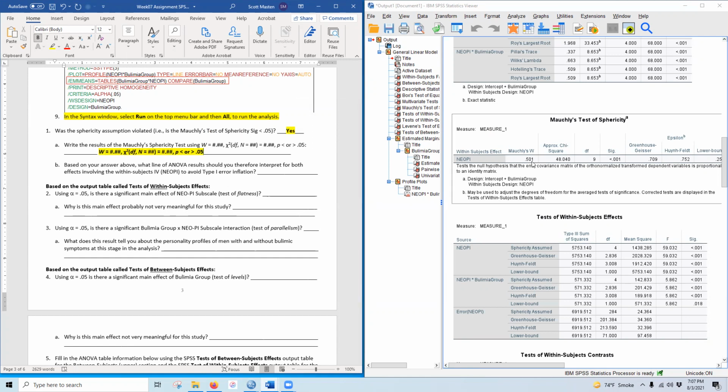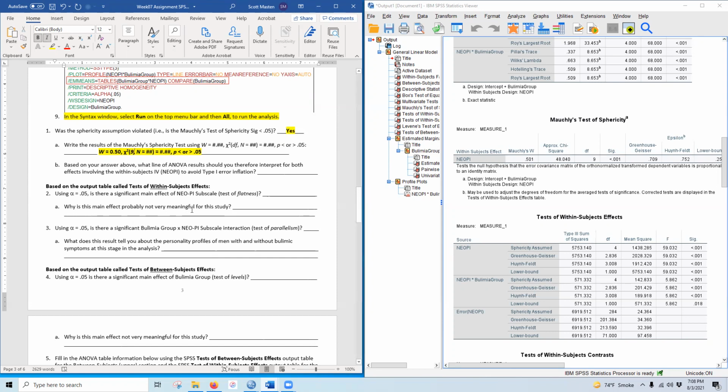Well, right here, W is Mauchly's. Make sure you put the leading zero. 0.50 is our Mauchly's value, so 0.50. Our chi-square equivalent to that has 9 degrees of freedom, so I put 9 there.